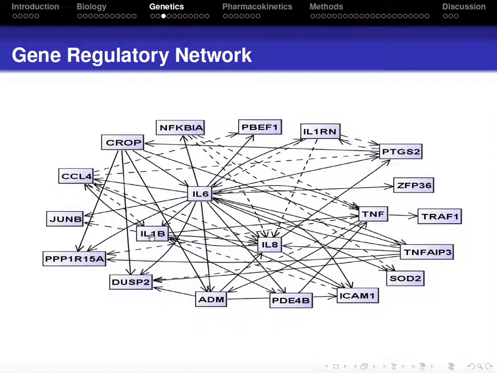Then we can come up with a regulation network. So here, these arrows represent that this gene regulates the expression of these genes. All these genes together compose a network, based on their regulation relationships. If one gene regulates other genes, there will be a connection.